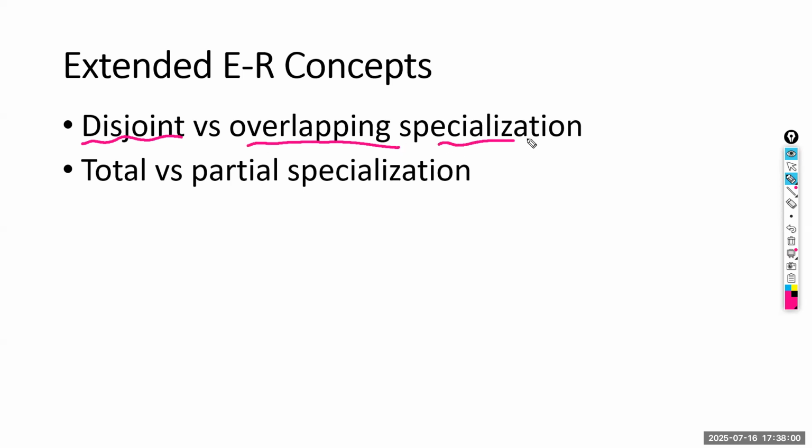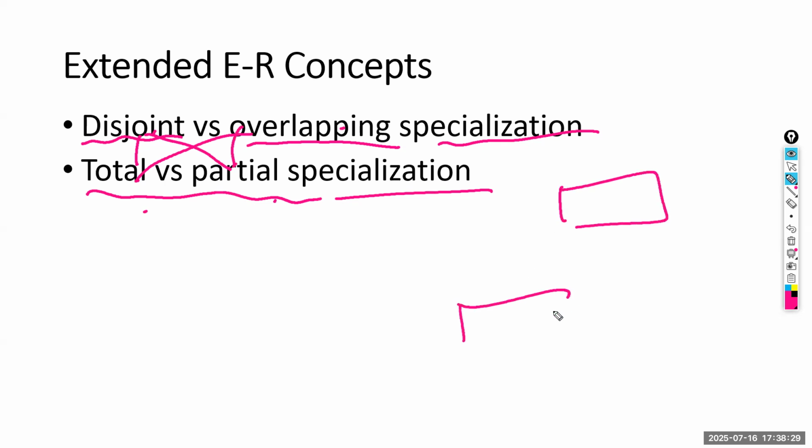We use the word specialization or generalization. The other concept is total versus partial specialization. So specialization or inheritance can be disjoint or it can be overlapping. It can be total or it can be partial. Therefore, there are four possibilities: disjoint total, disjoint partial, overlapping total, overlapping partial. So when we have an inherited relationship, it can be any one of these four.